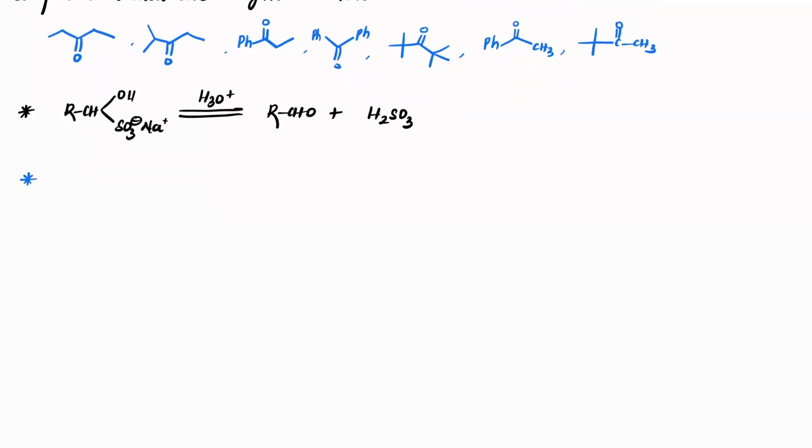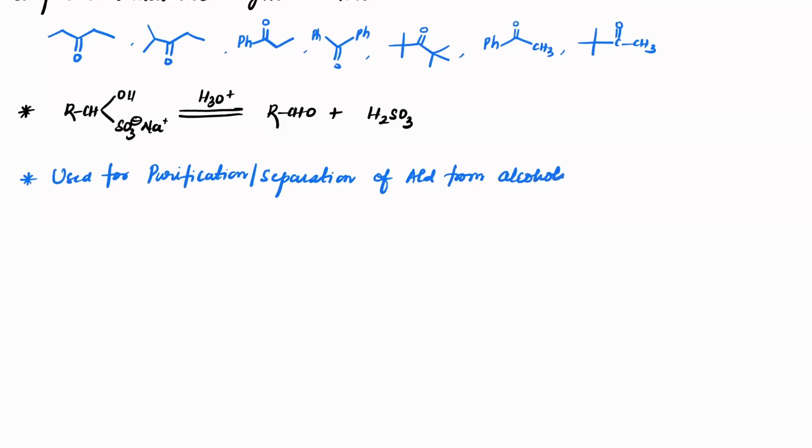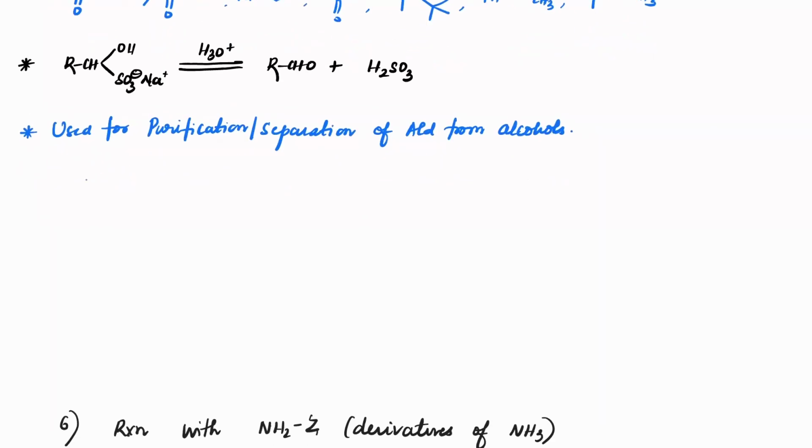What is that technique? It is used for purification or separation of aldehydes from alcohols. Usually, whenever there are aldehydes and alcohols together, like in this case, CH3CHO is there and CH3CH2OH, ethanol, is also there. These two are miscible. That means they can easily mix and exist as a mixture.